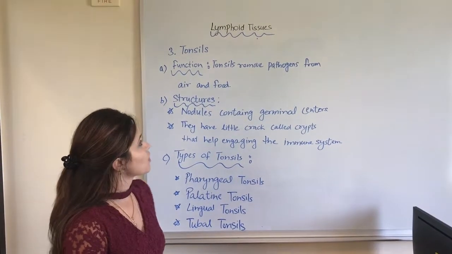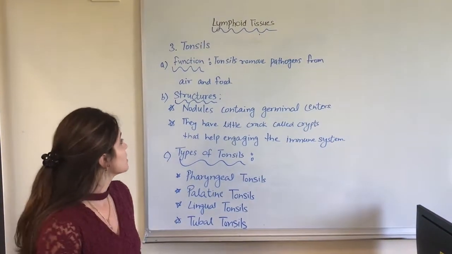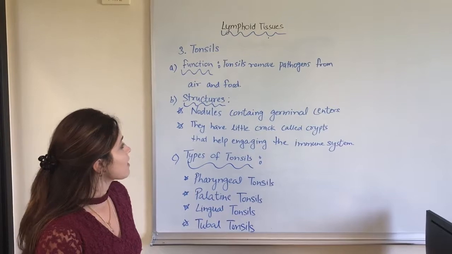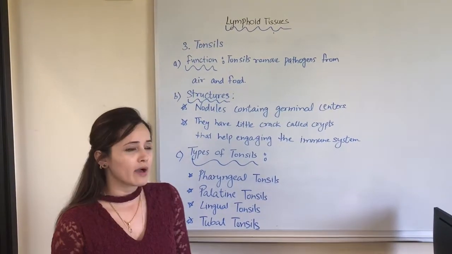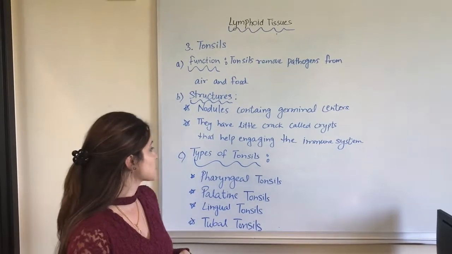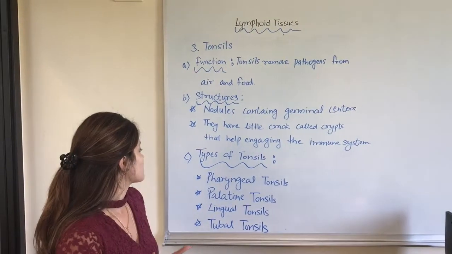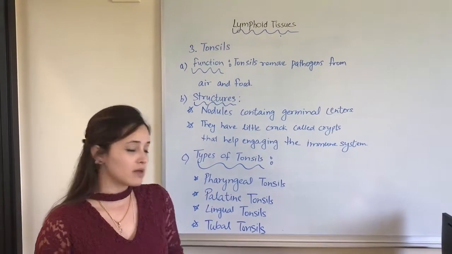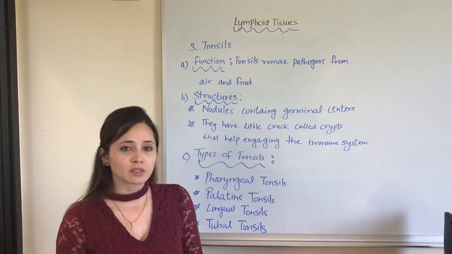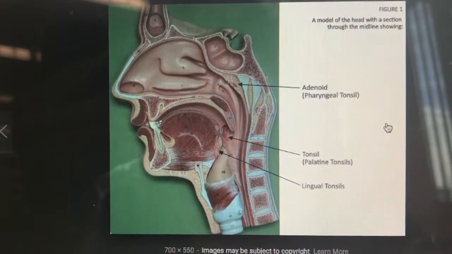The functions of the tonsils are they remove pathogens from air and food, and their structures are they have nodules that contain germinal centers, and they also have cracks that are called crypts that help engage the immune system. The types of tonsils: we have pharyngeal tonsils, palatine tonsils, lingual tonsils, and tubal tonsils. So here's an image of the tonsils.